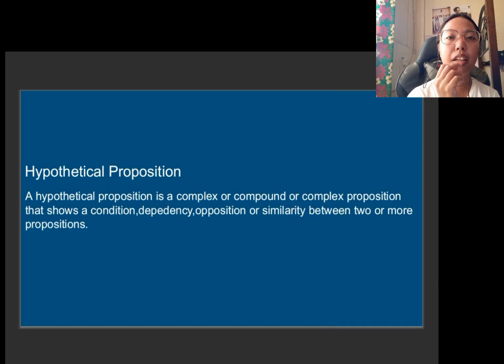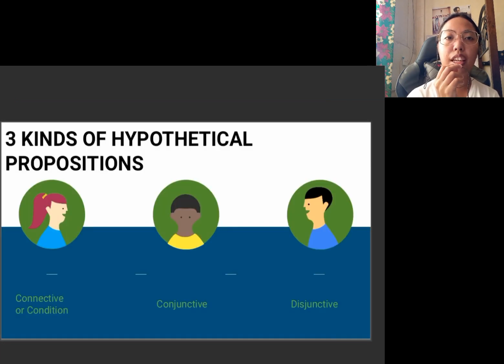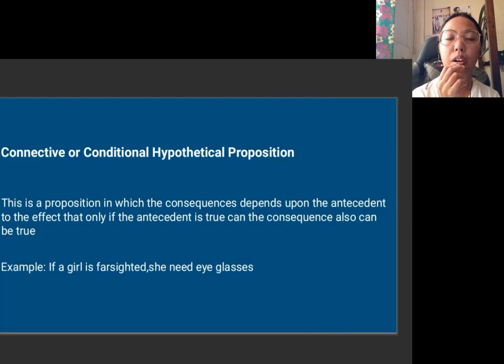So let's proceed to the next topic, hypothetical propositions. It is a complex or compound proposition that shows a condition, dependency, opposition, or similarity between two or more propositions. Meaning, it does not declare an unconditional affirmation or denial, but expresses a relation of dependence, such as an opposition or a likeness between two clauses. There are three kinds of hypothetical propositions: connective or conditional, conjunctive, and disjunctive. First, let's talk about connective or conditional.